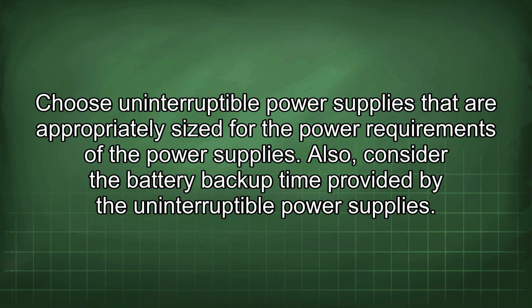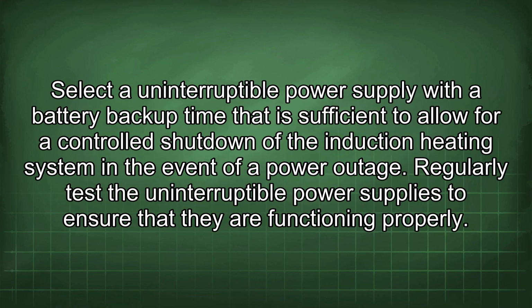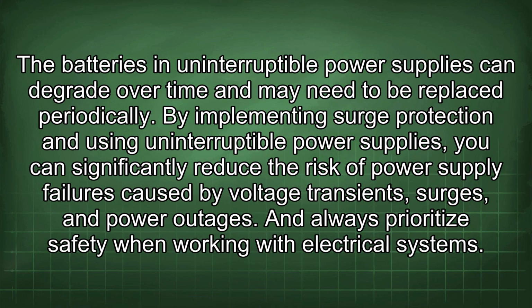Choose uninterruptible power supplies that are appropriately sized for the power requirements of the power supplies. Also, consider the battery backup time provided by the uninterruptible power supplies. Select an uninterruptible power supply with a battery backup time that is sufficient to allow for a controlled shutdown of the induction heating system in the event of a power outage. Regularly test the uninterruptible power supplies to ensure that they are functioning properly. The batteries in uninterruptible power supplies can degrade over time and may need to be replaced periodically.